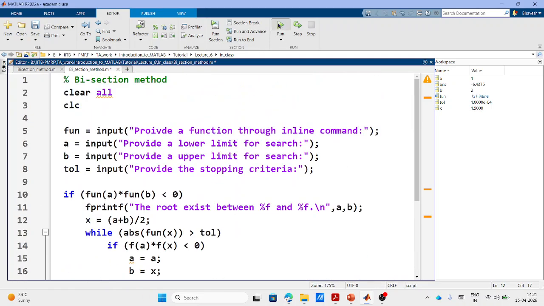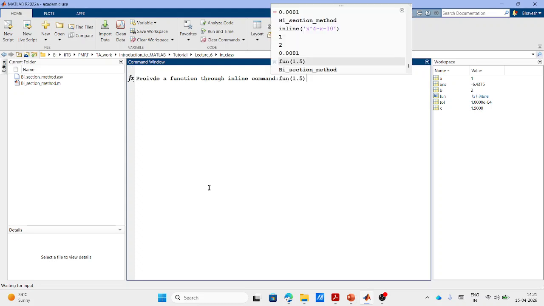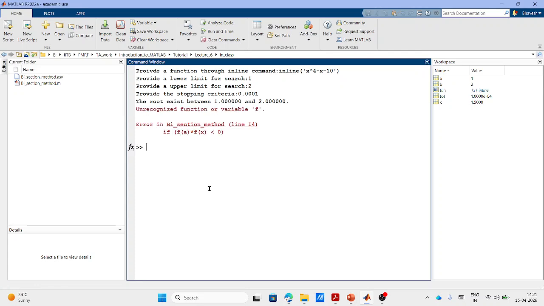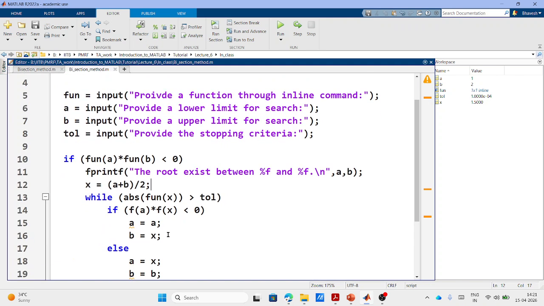Now again, when I run it, I have in line 1, 2 0.001. Why am I making mistakes? Oh, sorry. It should show an error.